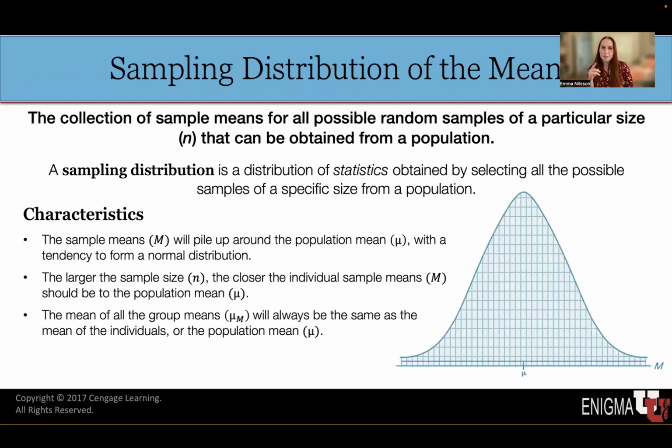So how we correct for that is we create something called the sampling distribution of the mean. It's a mouthful, but it's a very cool concept.